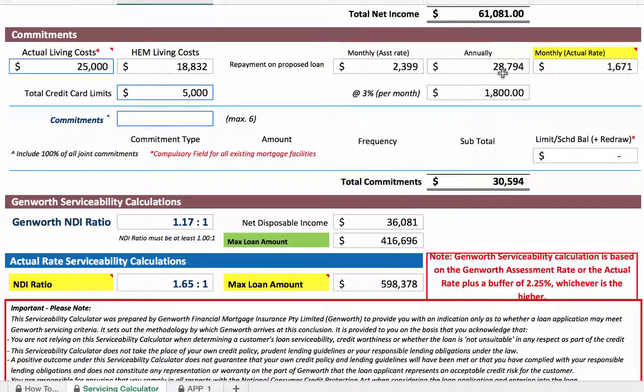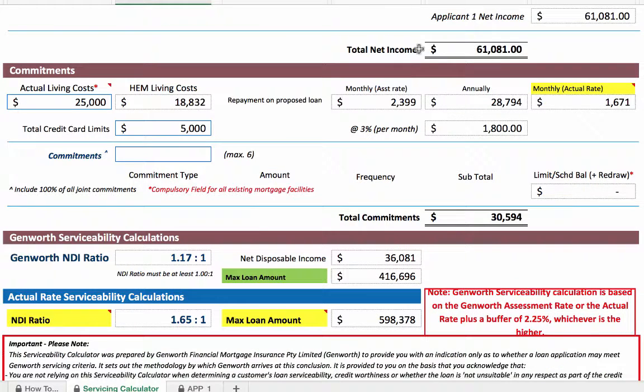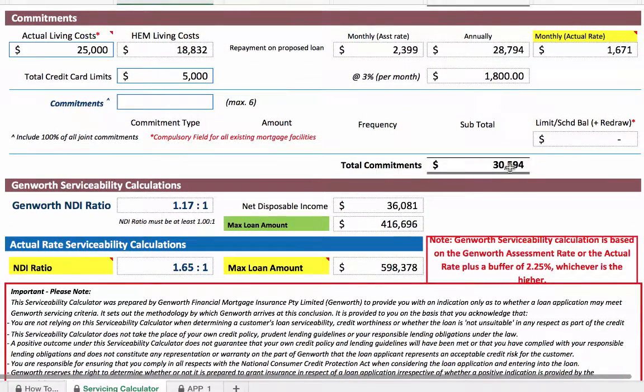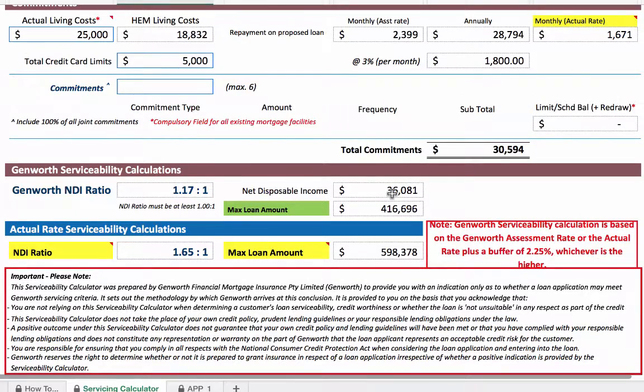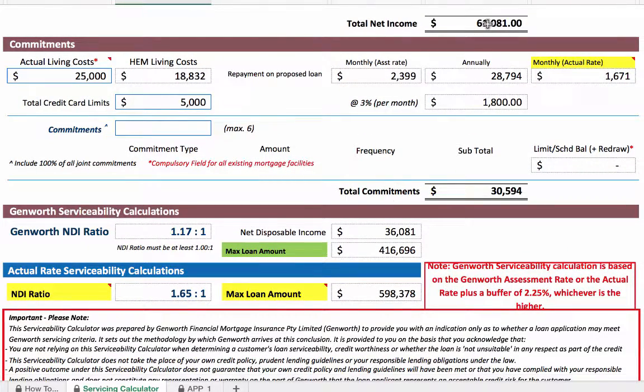If we add that $28,794 and the $1,800, we get $35,994. So that's the total commitments. Just above that, total net income $61,081. Then what we do is we come down here to net disposable income. So we go back up there, 61,081.